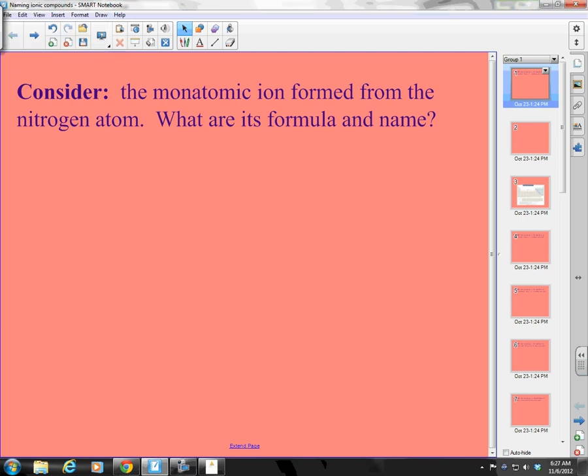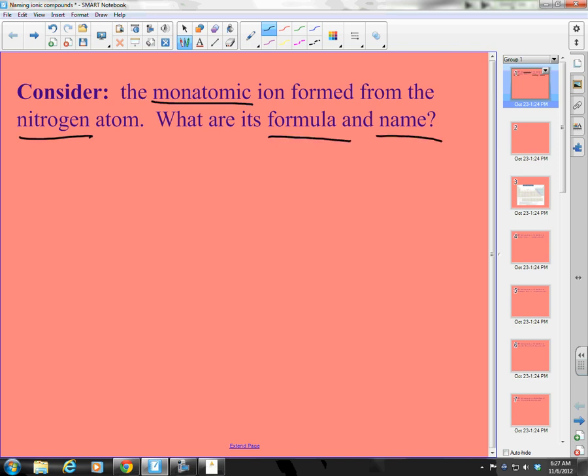Well, howdy, folks, and let us continue with our discussion of naming. Good. So, the question I want us to start with is: consider the monatomic ion formed from the nitrogen atom. What is the formula and its name?